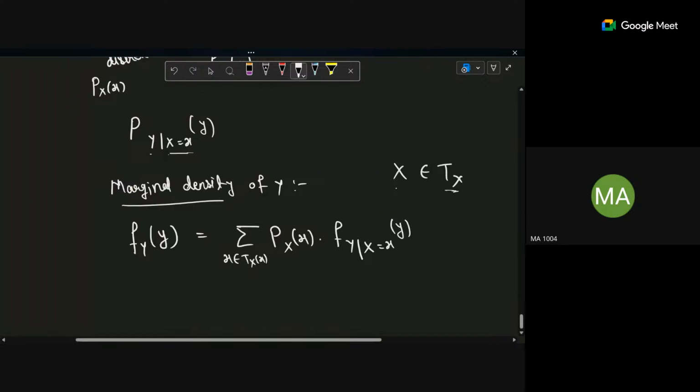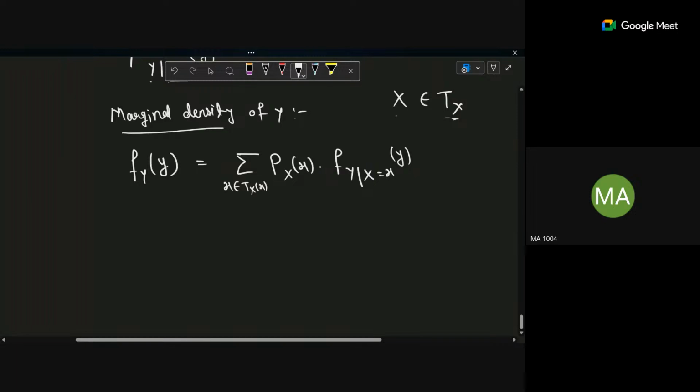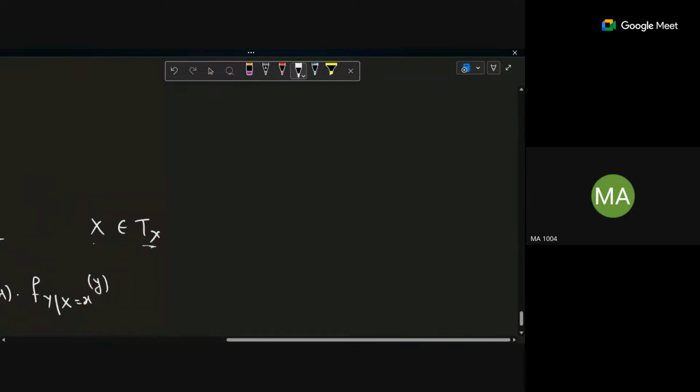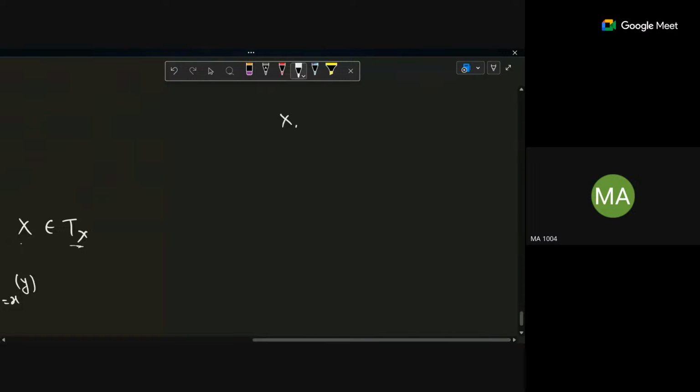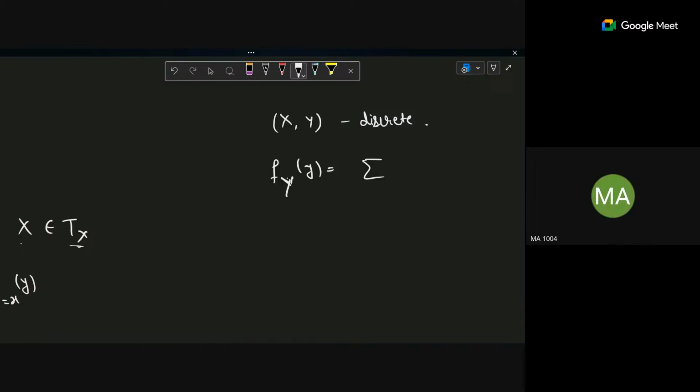Just remember, we have learned the joint distribution of x and y when both are discrete random variables. If both are discrete, how did we find the marginal density of, let's say, y? Joint divided by conditional. Yeah, that is also fine. Divided or multiply?